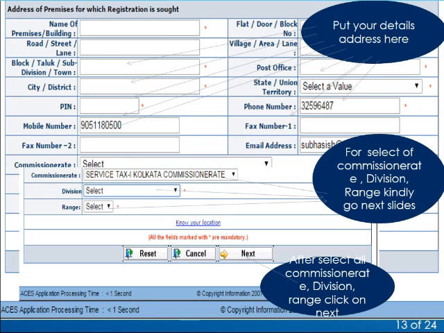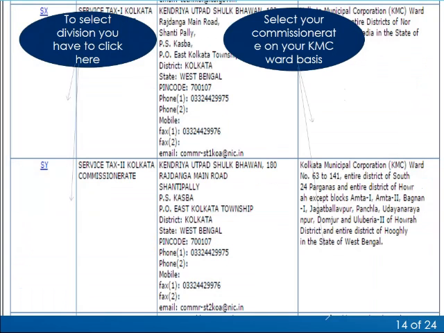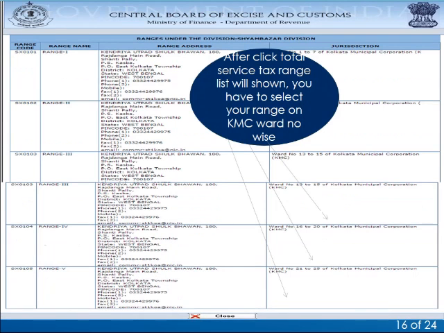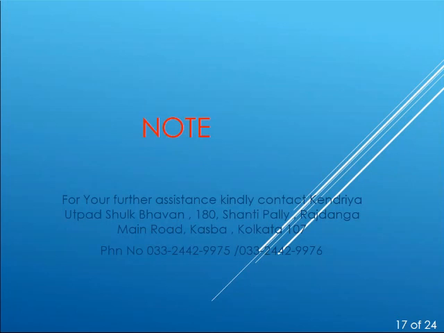Click on the Know Your Location option. That is on the page to select your CDR. CDR, that is Commissionerate Division Range. After selecting Commissionerate Division Range, click on the Next button. So here is the list from which you have to select your desired Commissionerate, Division and Range as per your area basis. And also your KMC ward basis you have to select here.